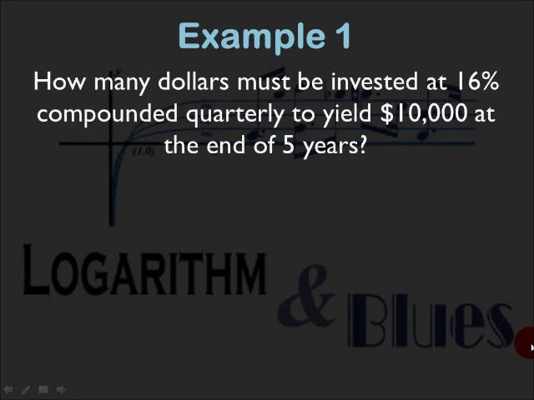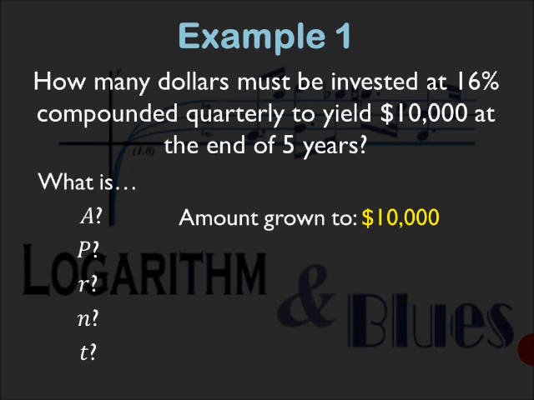Example 1. How many dollars must be invested at 16% compounded quarterly to yield $10,000 at the end of 5 years? Alright, so the way I solve these problems is to list all 5 variables and see what they are. And here they are. A, P, R, N, and T. In this case, A is the amount that the investment grows to. In this case, $10,000. So that's a known quantity. P is the amount we started with. We don't know that. We're going to have to solve for P.